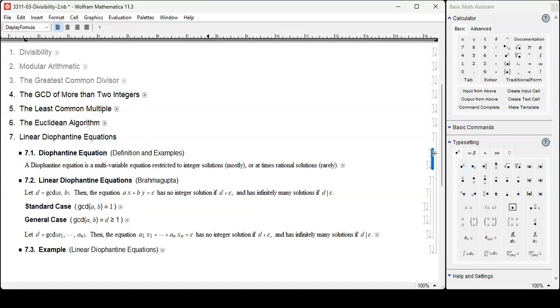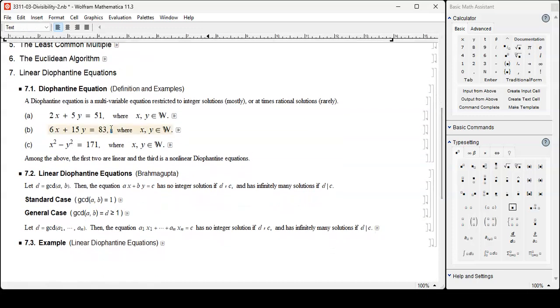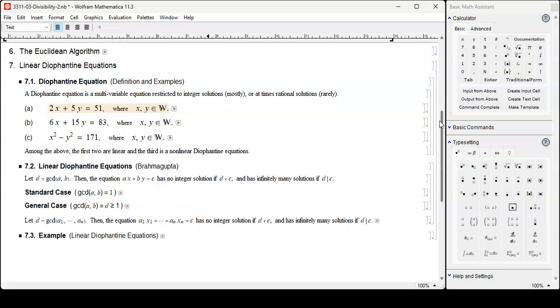Let's go back here. Let's see, what is the greatest common divisor of 6 and 15? It's 3, right? 3 does not divide 83. So no solution. How about this one here? What is the greatest common divisor of 2 and 5? They're relatively prime, so it's 1. And 1 divides everything, so there's no consideration to be done. So it has infinitely many solutions.